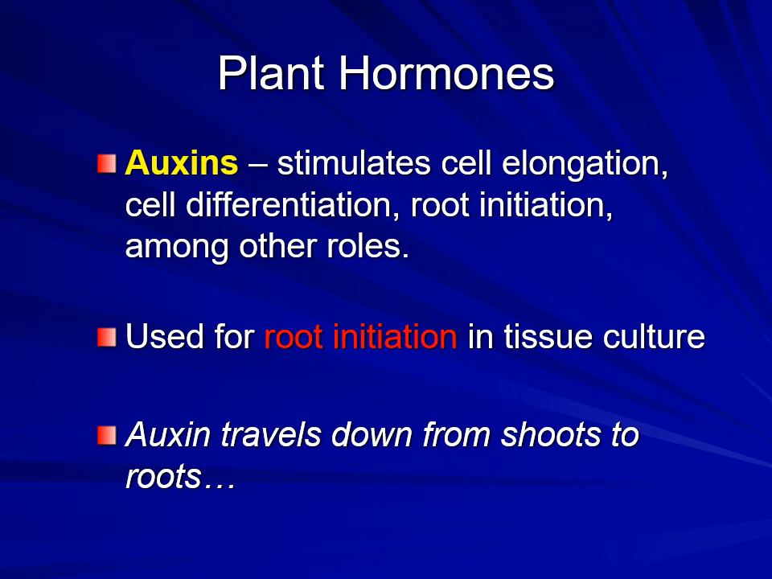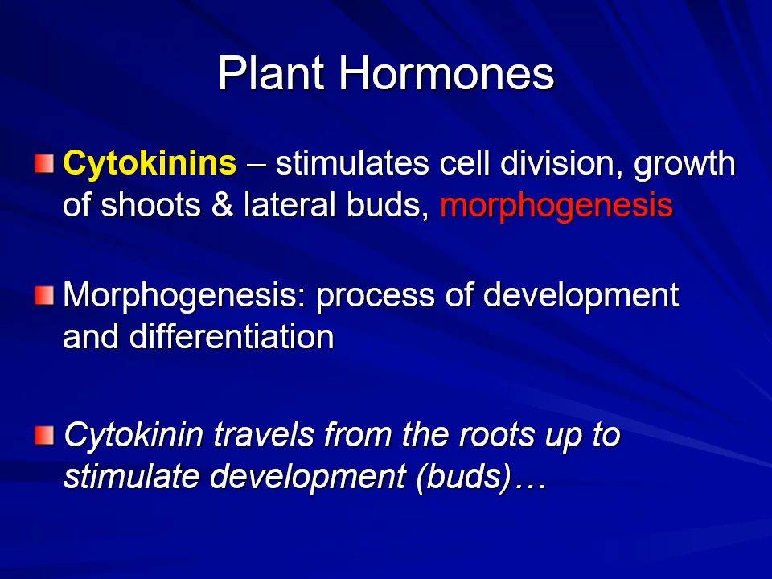So as far as the hormones are concerned in tissue culture, we already know from the first part of the lesson that auxins stimulate cell elongation and root initiation, right? So we use auxins to initiate roots in tissue culture. And in plants, auxins travel from the top down, from the shoots down to the roots. So if you can remember that auxins travel down to the roots, they stimulate root growth, whereas cytokinins, which also stimulate growth, but in this case cell division, travel from the roots up into the shoots to the buds. And so in tissue culture, we use cytokinin to stimulate the shoot growth or morphogenesis essentially, right?